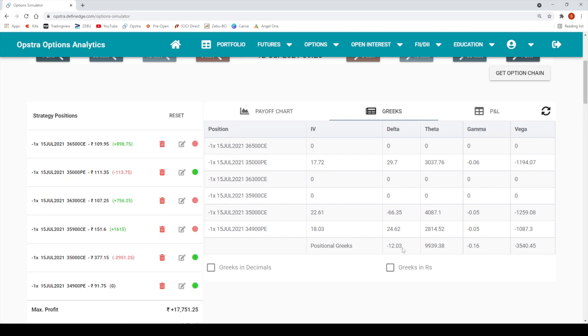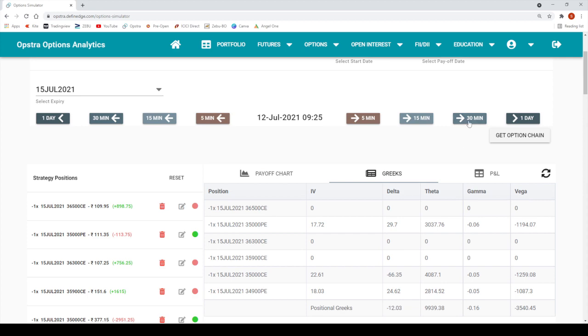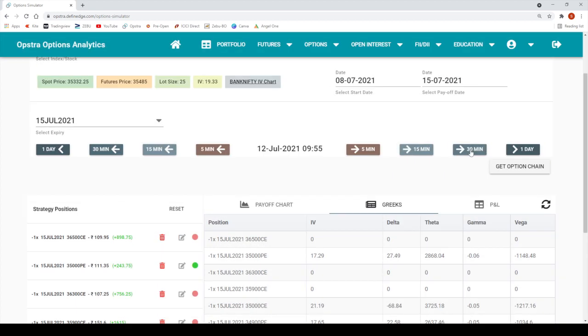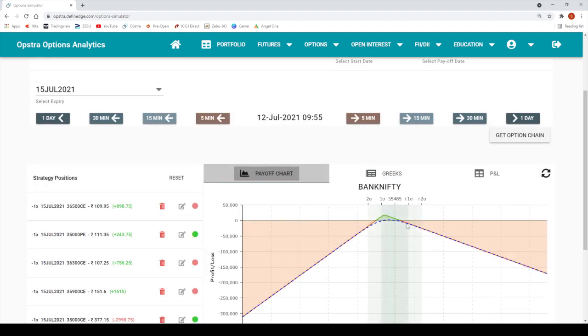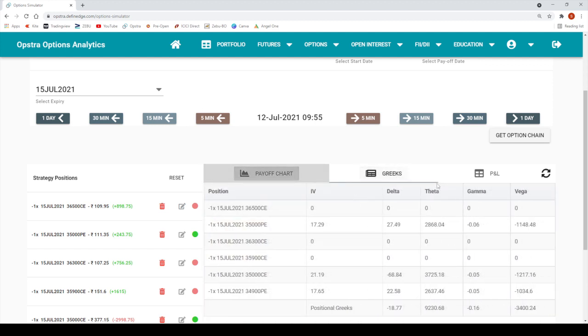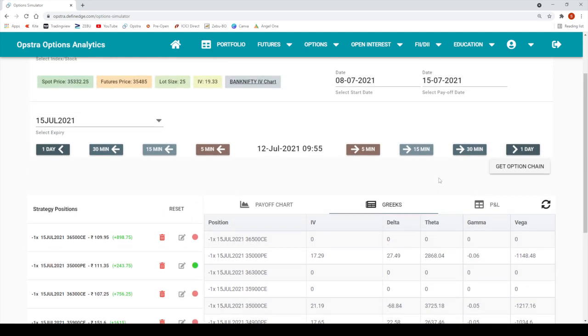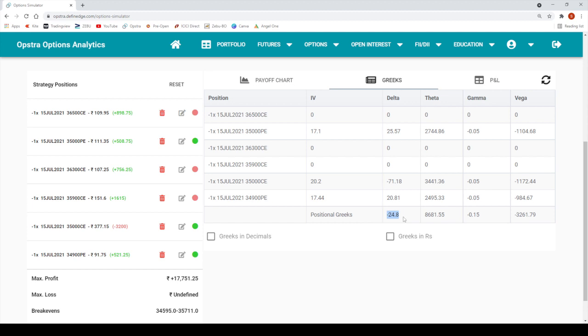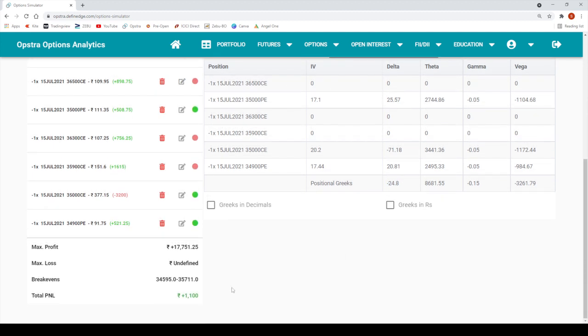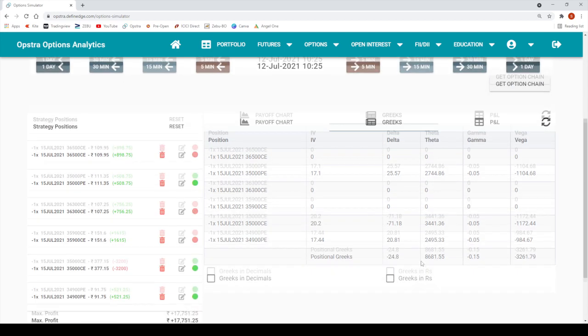Okay, now the delta difference is only 12. So we will go forward. So 35,332. So 18 delta mismatch. We'll see the payoff once. Okay. I'll go to Greeks. I'll go forward. So around 25 delta mismatch is happened. So actually 1,100 profit. So now what we are going to do?